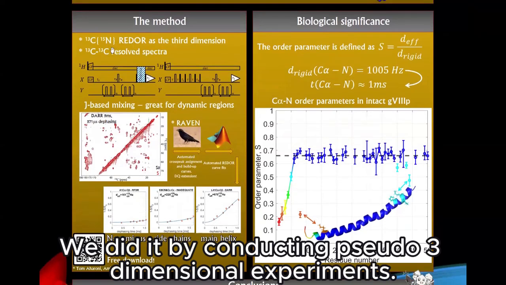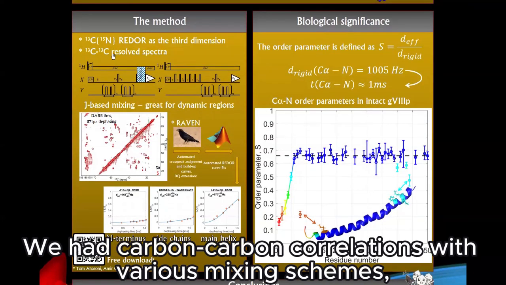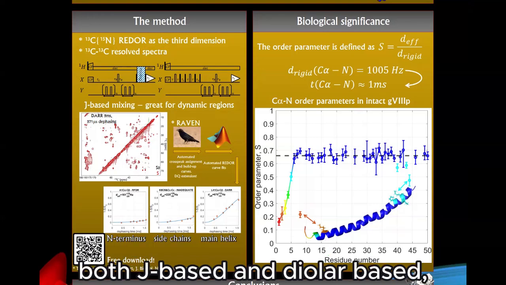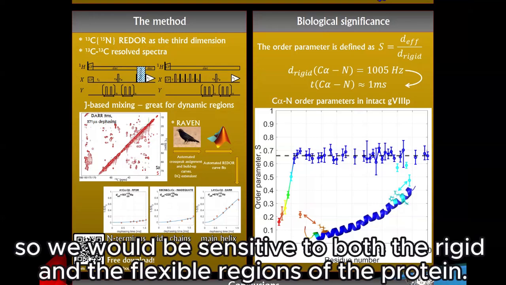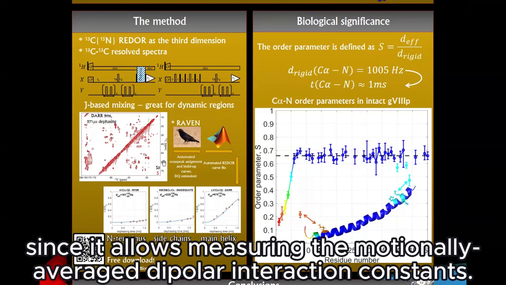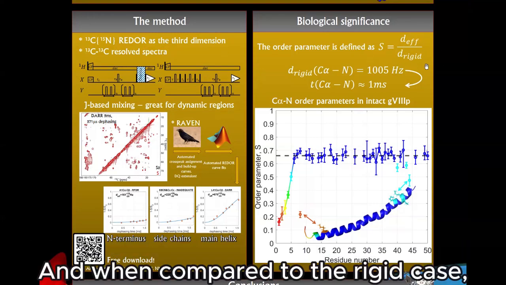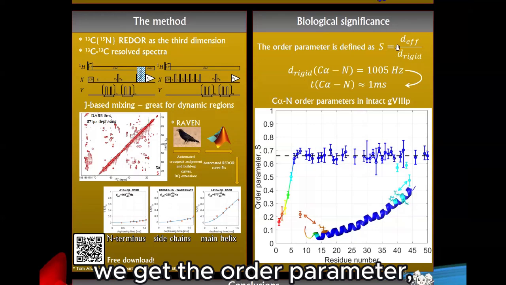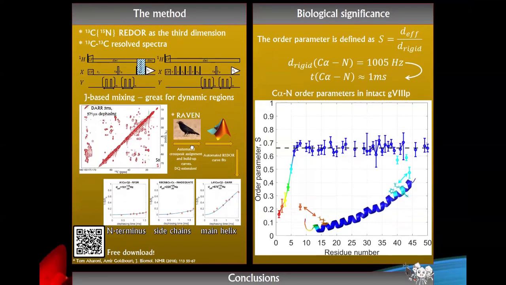We did it by conducting pseudo three-dimensional experiments. We had carbon-carbon correlation with various mixing schemes, both J-based and dipolar-based, so we would be sensitive to both the rigid and the flexible regions of the protein. We also utilized REDOR-block as a means to quantify the dynamics, since it allows measuring the motionally averaged dipolar interaction constant. And when compared to the rigid case, we get the order parameter, which relates to the amplitude of motion.